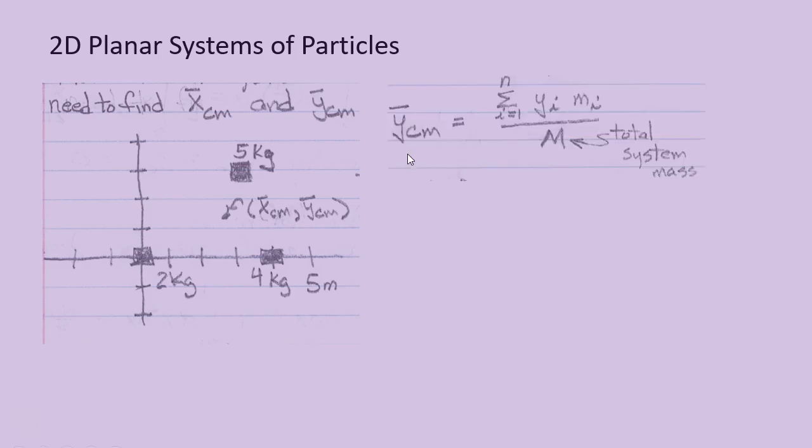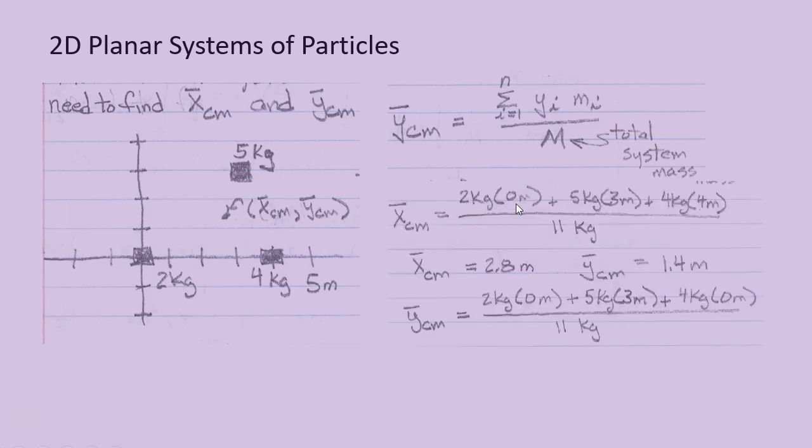We already have the equation for finding the center of mass along the x-axis. We need to, in a planar system, also find the center of gravity along the y-axis. And it's the same formula. It's just that we're using the y position times the particle masses divided by the system mass. We take our particle masses times the x position, and we get that the center of mass along the x-axis is 2.8 meters. We need to do the same thing for the y-axis, and we get 1.4 meters. So the center of mass is at x equals 2.8 meters and y equals 1.4 meters.